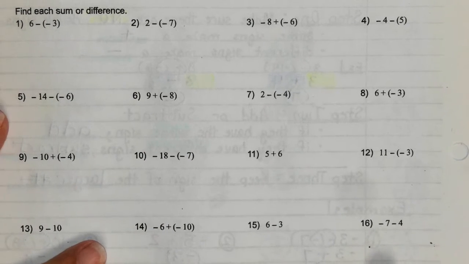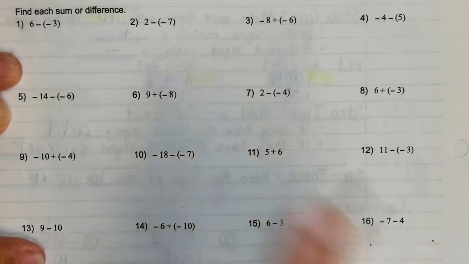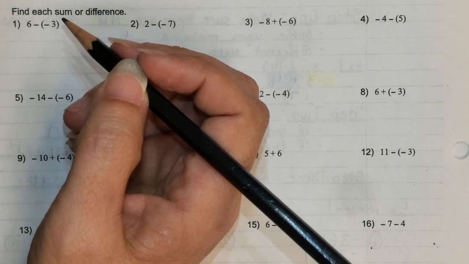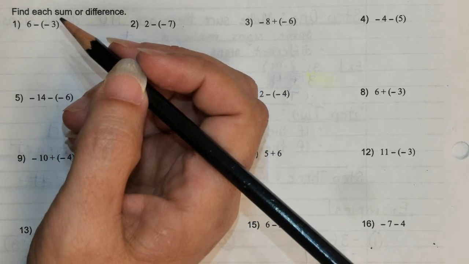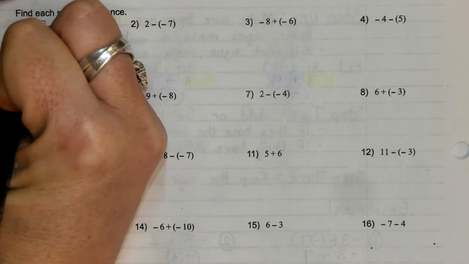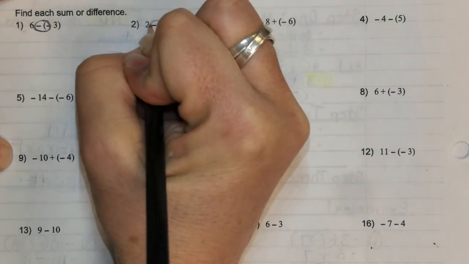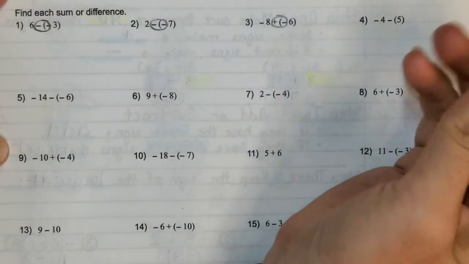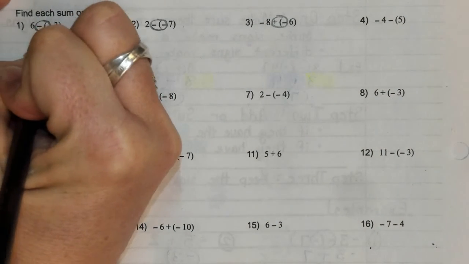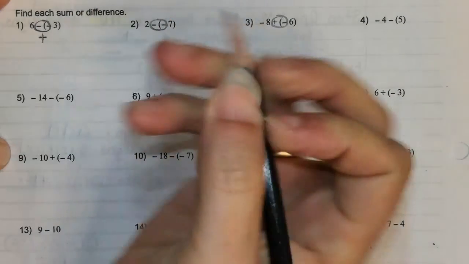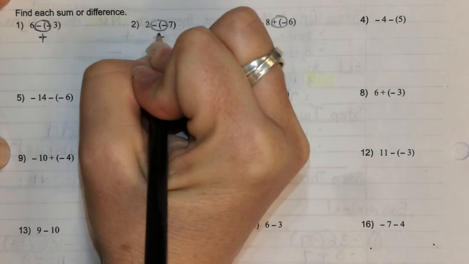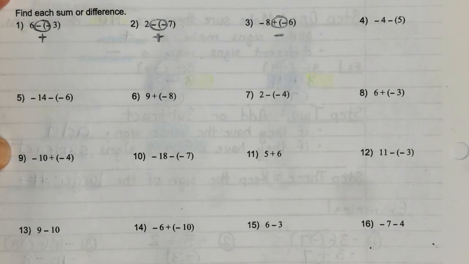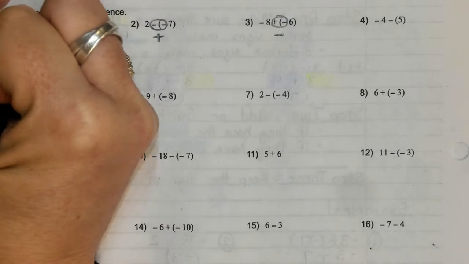Okay. Let's circle all the double signs first. Let me start over. Let's circle all the double signs. So, double signs. Two negatives make a positive. Two negatives make a plus. Positive negative makes a minus. Now I'm going to bring down all the numbers that were around it.